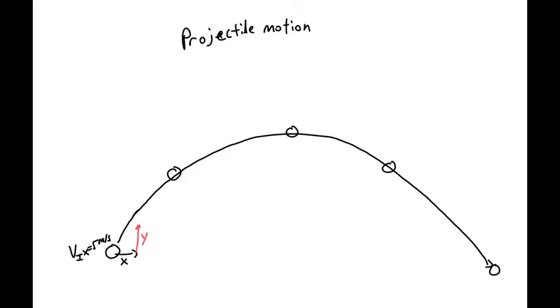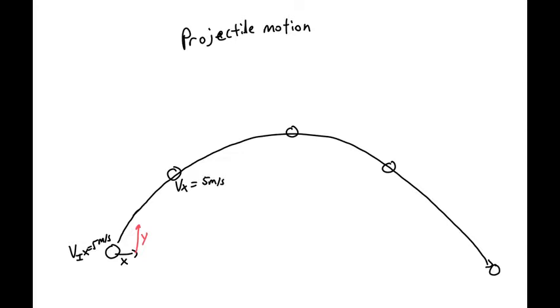Okay, we want to label the velocity at every point. In the x direction, there is no acceleration. Gravity only acts in the y direction. There is no acceleration in the x direction. So I know my velocity in the x direction here is going to be 5 meters per second.